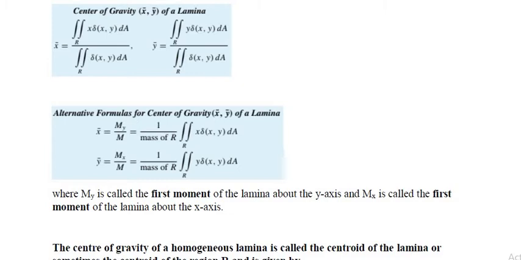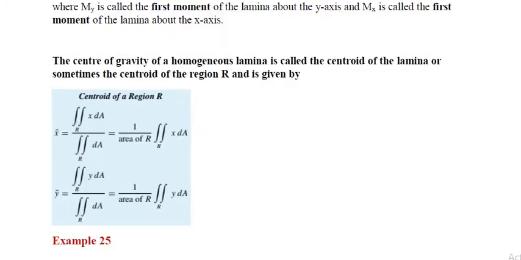We have alternate formulas also, that is x bar is equal to My by M, that is equal to 1 by mass of R double integral over R x into delta of xy dA, and y bar is equal to Mx by M, which is equal to 1 by mass of R double integral over R y into delta of xy into dA, where My is called the first moment of lamina about the y-axis and Mx is called the first moment of lamina about the x-axis.